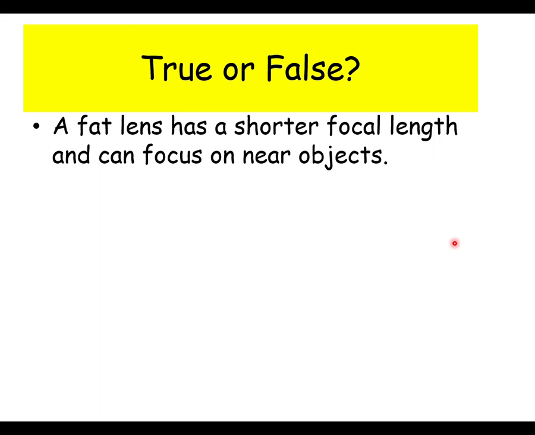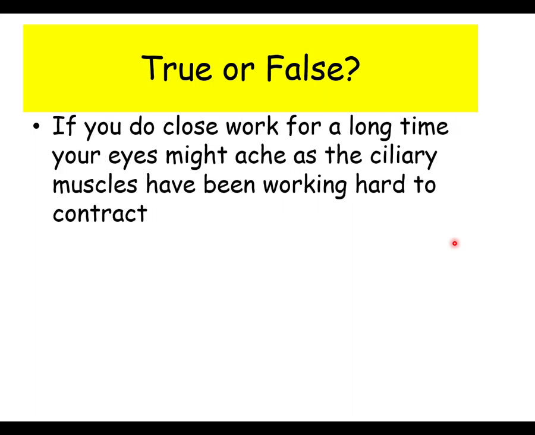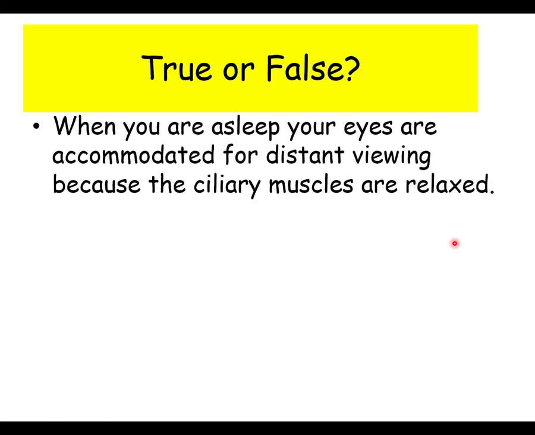A fat lens has a shorter focal length and can focus on near objects. That is also true. If you do close work for a long time, your eyes might ache as the ciliary muscles have been working hard to contract. As I said just now, that is true. When you're asleep, your eyes are accommodated for distant viewing because the ciliary muscles are relaxed. That is also true. Okay, so you're not focusing on the inside of your eyelids, your ciliary muscles are relaxed and they are looking at that.